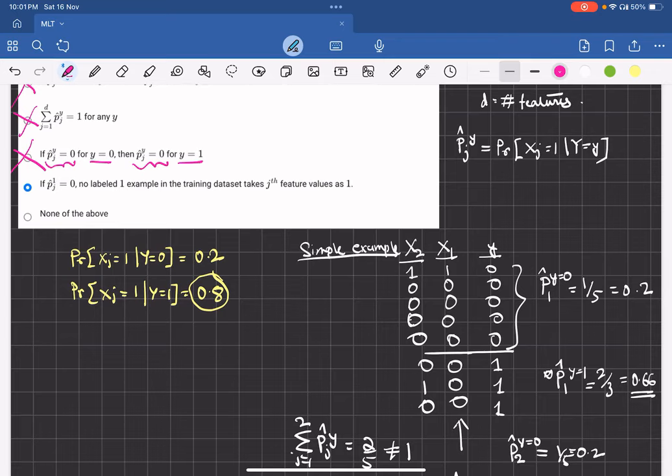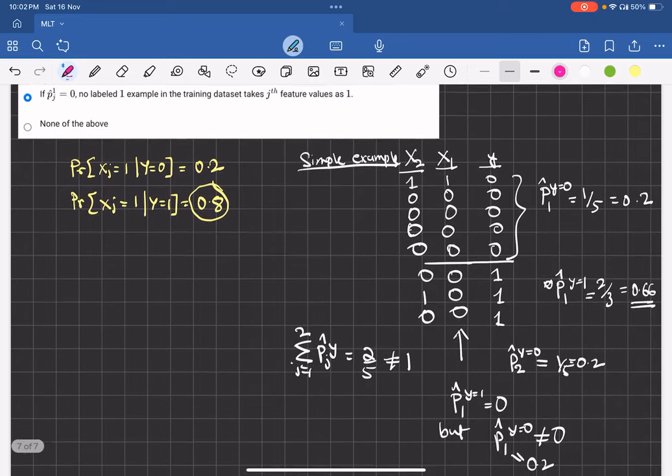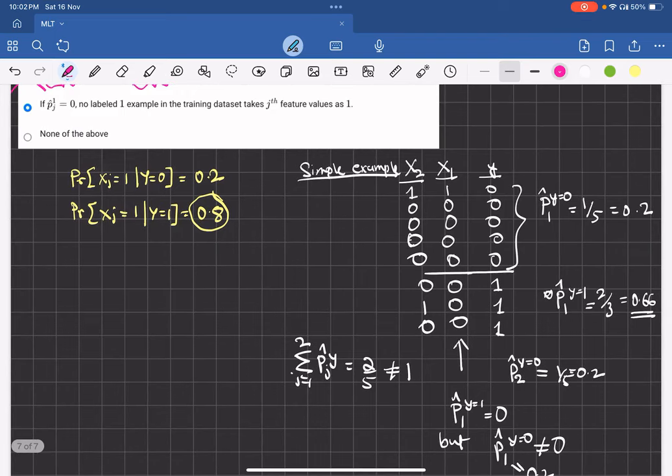Now what does the fourth option say? The fourth option says that if p_j1 is 0, no label 1 example takes the jth feature value as 1. So what is p_j1 hat? This is nothing but the estimate of the probability that xj is taking the value 1 given y is equal to 1.